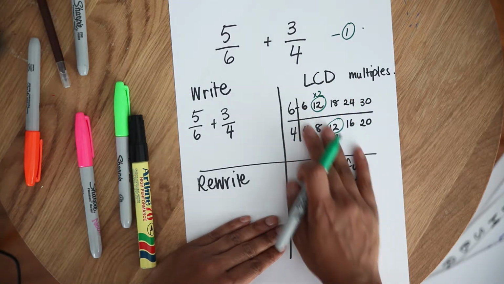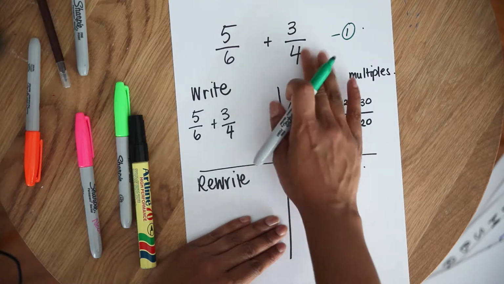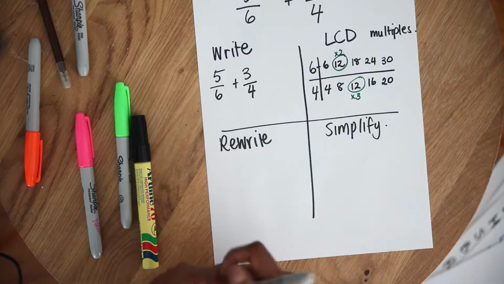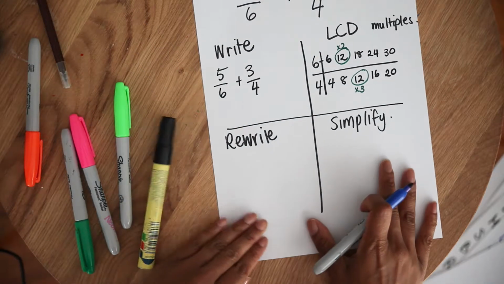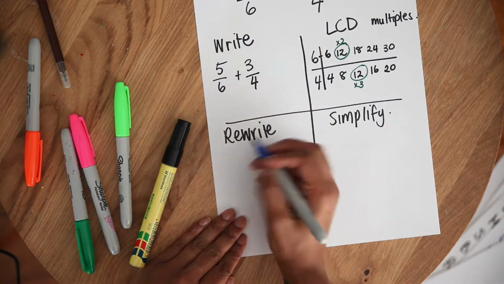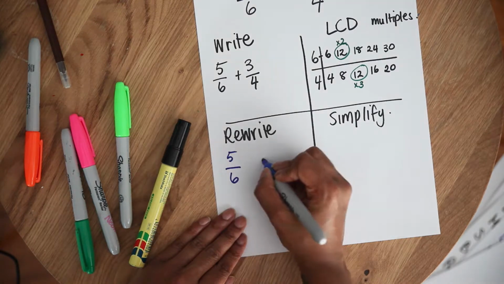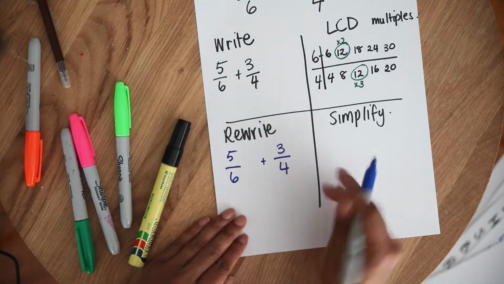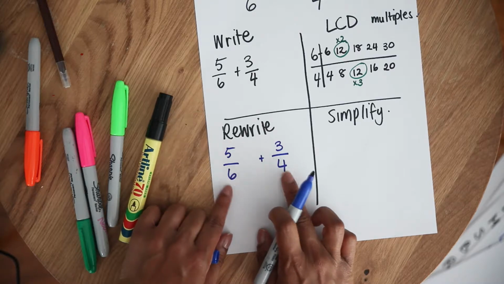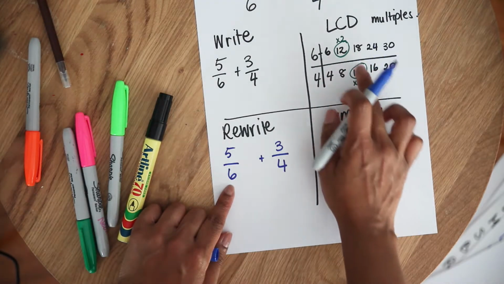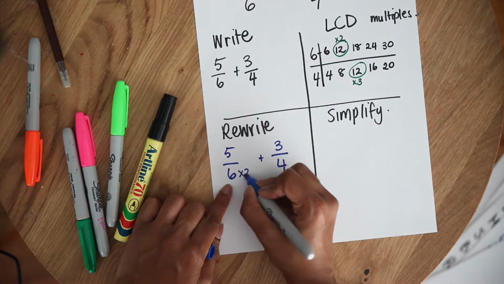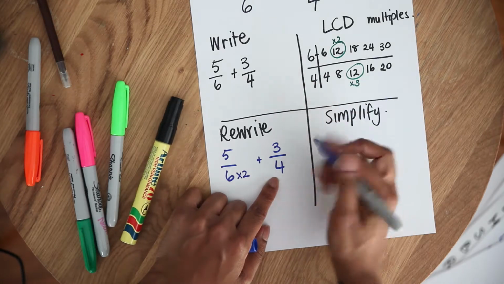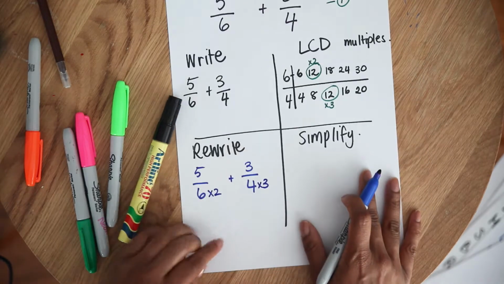Now, we're actually going to apply this to our fraction. So we're going to rewrite 5 over 6 plus 3 over 4. And we're now going to make our denominators the same. Our denominators, we have decided, are going to be turned into 12. To turn 6 into 12, we've got to multiply by 2. And to turn 4 into 12, we've got to multiply by 3.